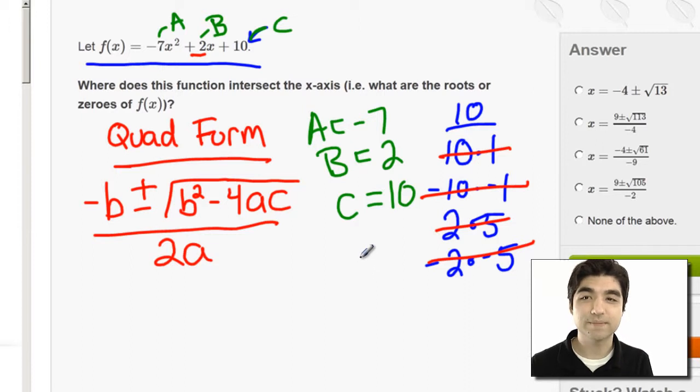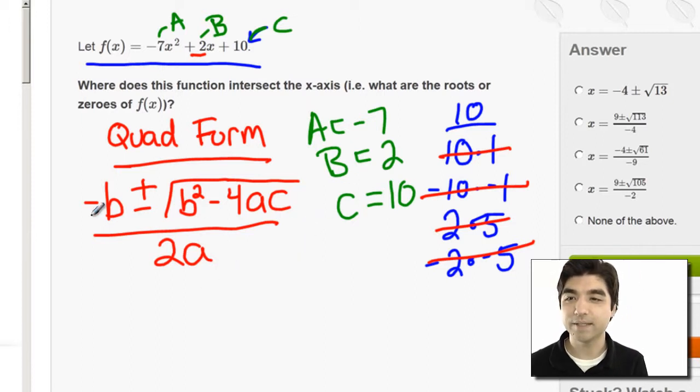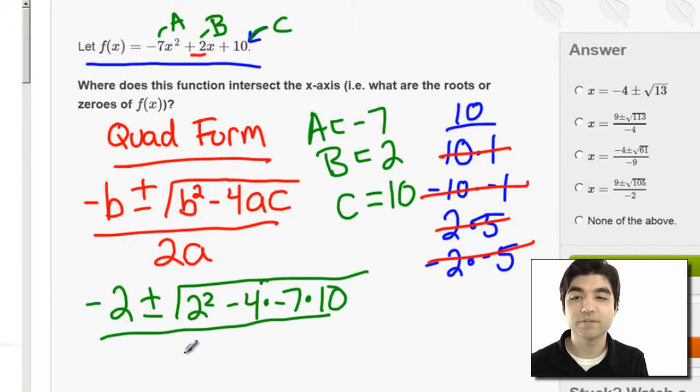If I was doing this problem, this is exactly how I would do it. I would write down my a, b, c, write down the formula, and then just plug those numbers in. So we have negative b, which is negative 2, plus or minus the square root of b squared, which is 2 squared, minus 4 times a, which is negative 7, times c, which is 10. That's all over 2 times negative 7.